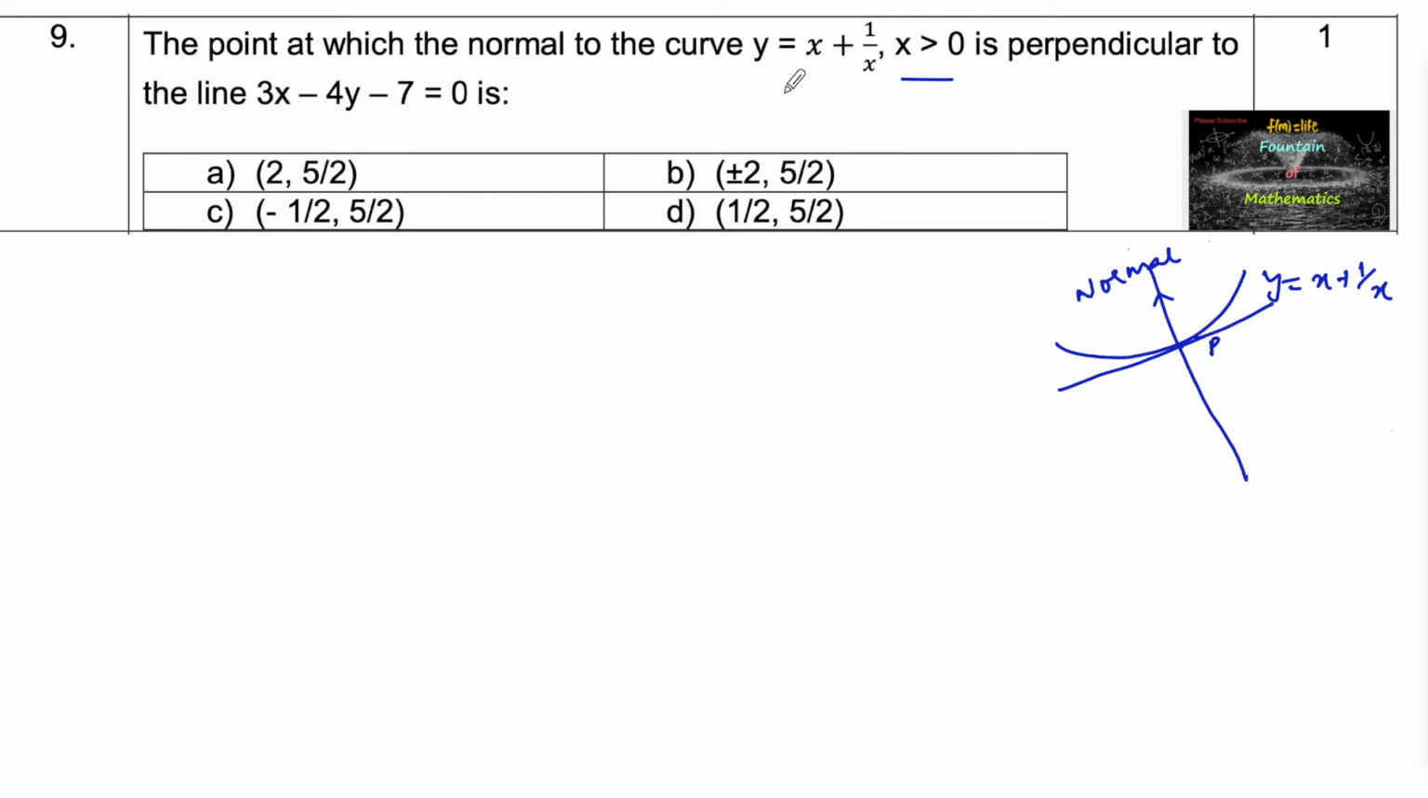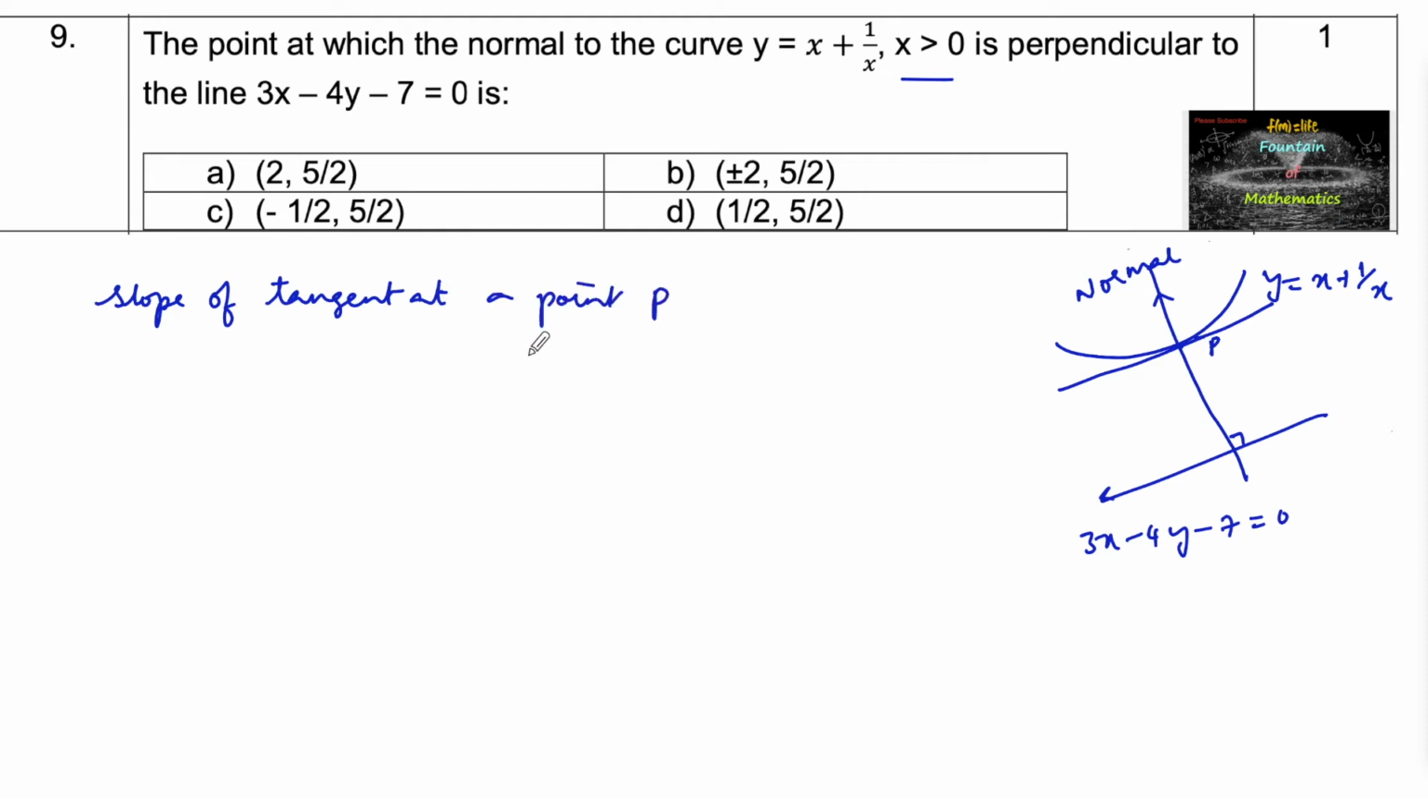So this is the normal, and this normal is perpendicular to the line 3x minus 4y minus 7 equals to 0. There is a line 3x minus 4y minus 7 equals to 0 which is perpendicular to the normal, which implies that the slope of the tangent at a point P is the slope of the line 3x minus 4y minus 7 equals to 0, because they are parallel. Since the normal is perpendicular to the line, and the tangent is also perpendicular to the normal.